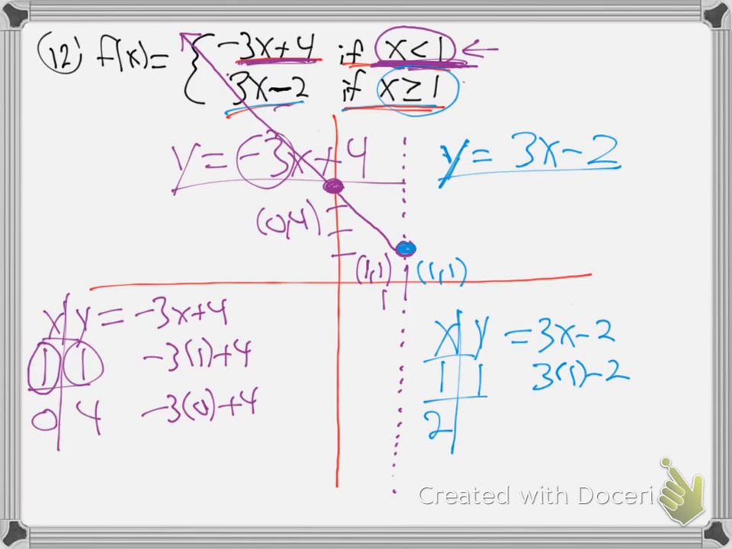And then plug in 2. You get 4. You plug in 3, you get 7. Over 2, up 4. It's right here. And it goes that way, and we're done.